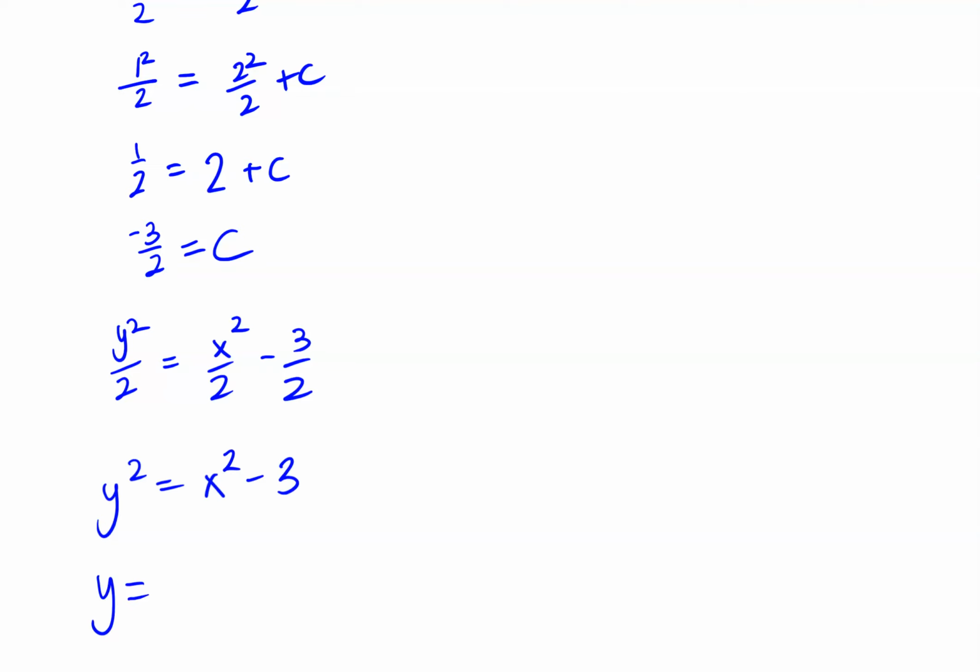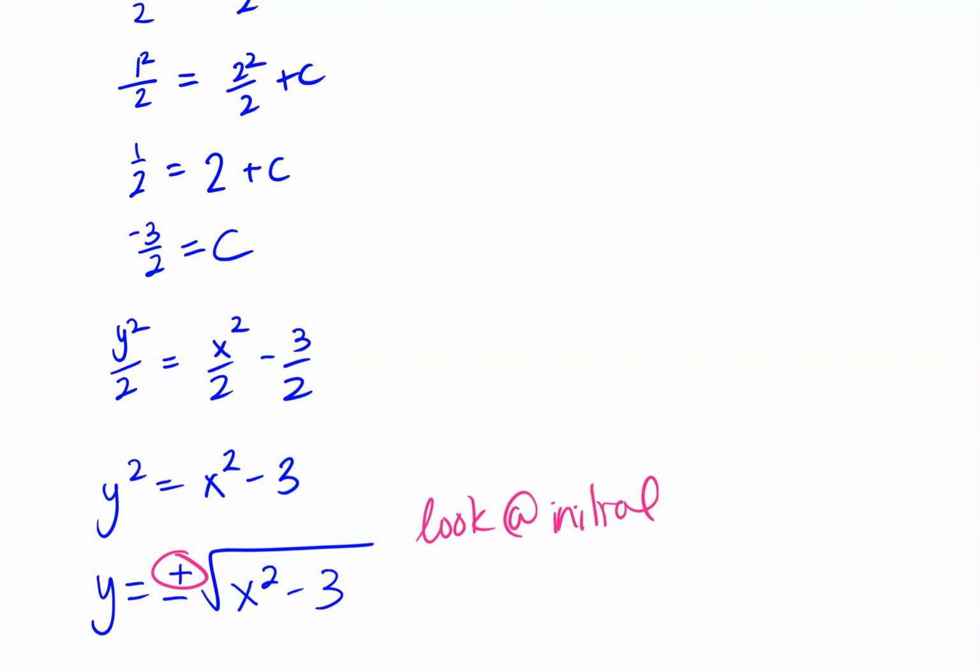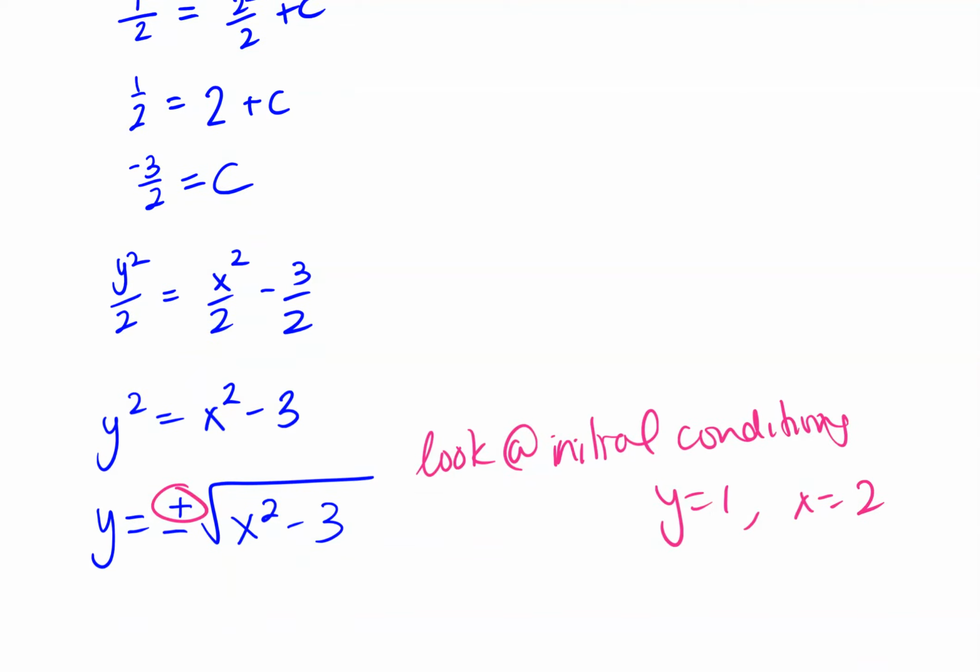Next, square root. So the issue is, since I'm taking the square root, I'll have plus or minus x squared minus 3. Now think, how would you know whether it's plus or minus? We know it's going to be the plus because we look at our initial conditions. Initially y is 1 and x is 2.